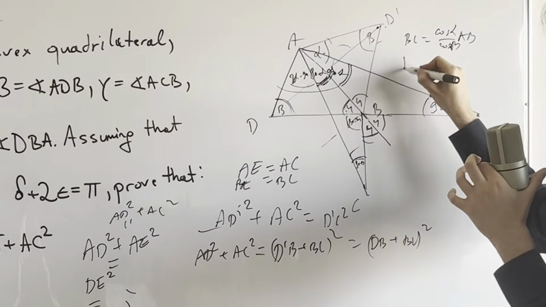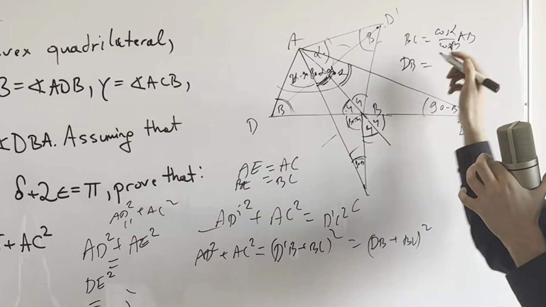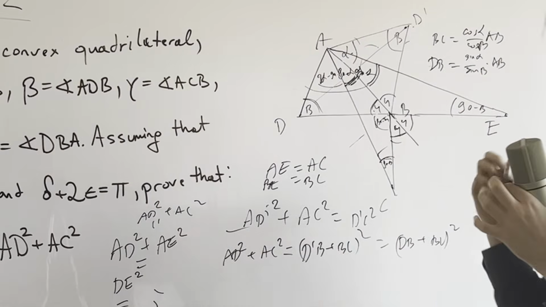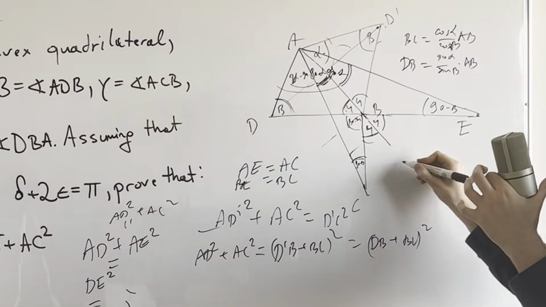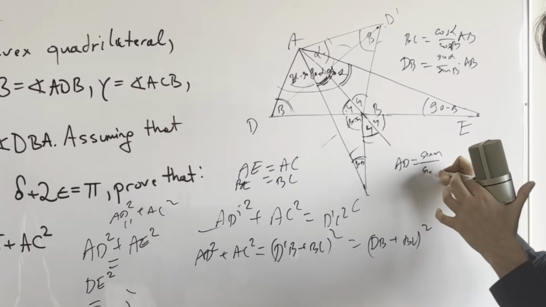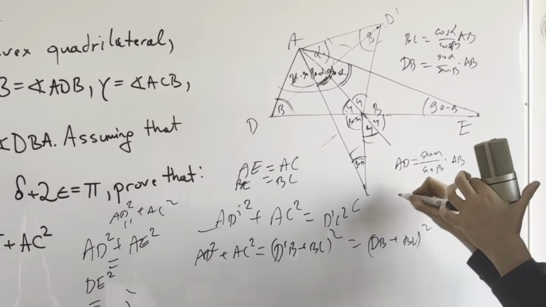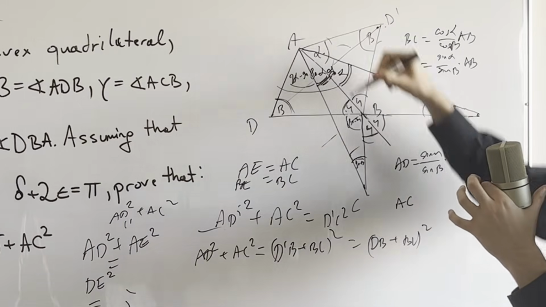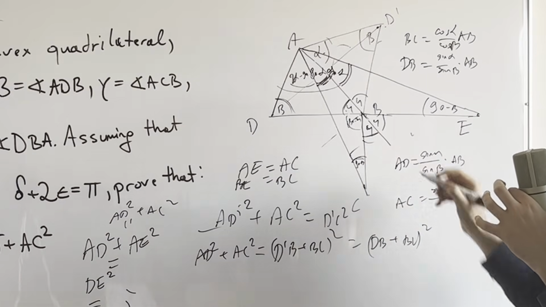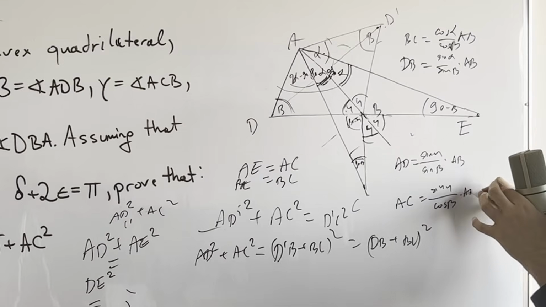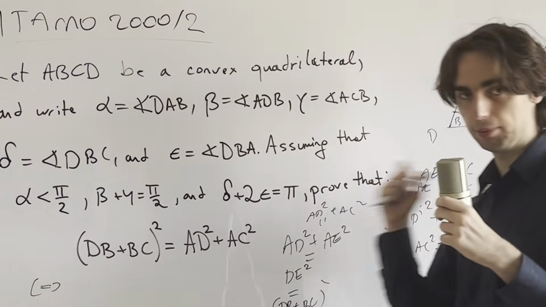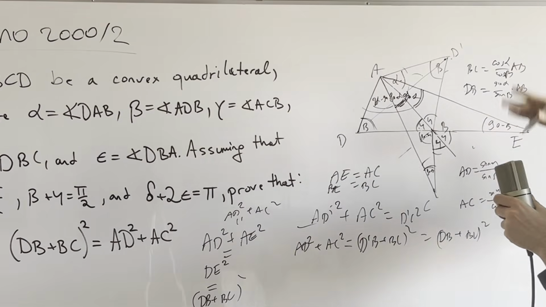DB is going to be equal to sine of alpha over sine of beta times AB. What else do we have? AD is going to equal sine of gamma over sine of beta times AB. And AC is, again, sine of gamma over cosine of beta times AB. Now once we plug in these trigonometric substitutions, AB cancels out.